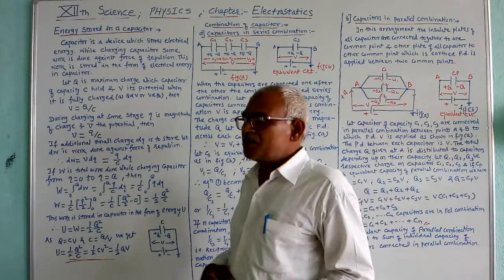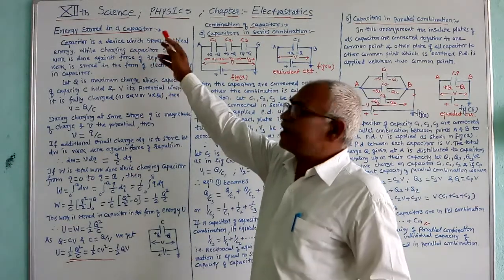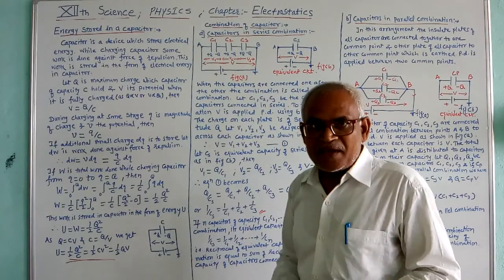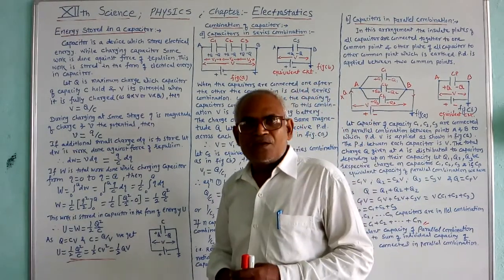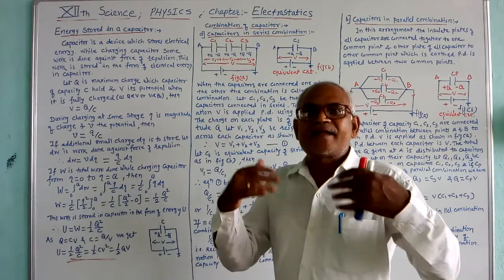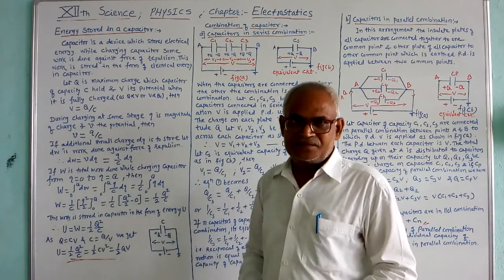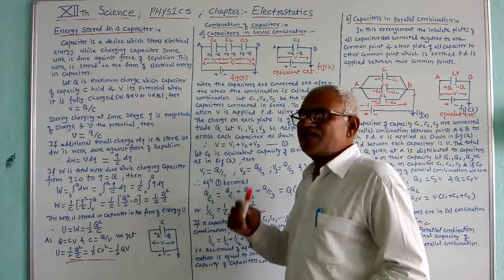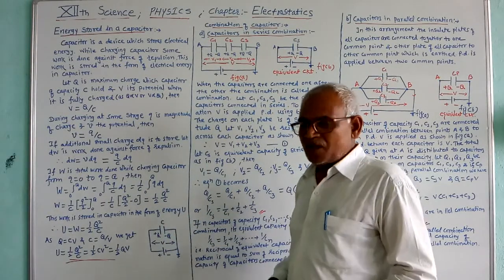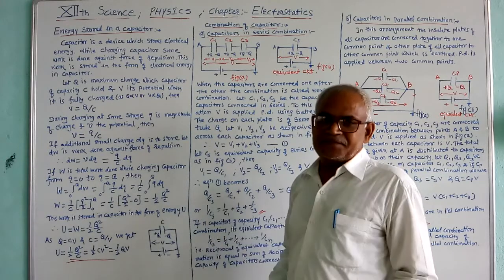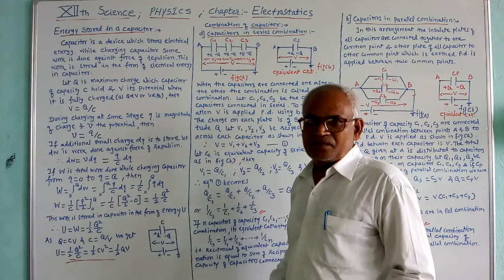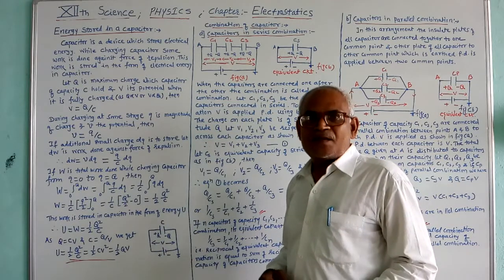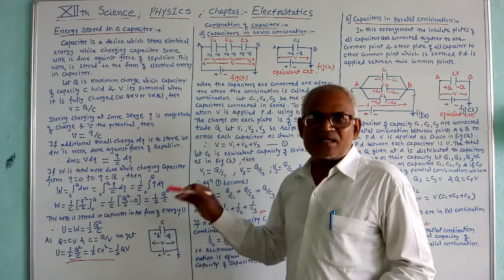Today first of all we want to see the energy stored in a capacitor. As we know, a capacitor is a device which stores electrical energy. Let us suppose that there is a capacitor of capacity C. When it is connected with the battery, then it stores some magnitude of charge depending upon its capacity.